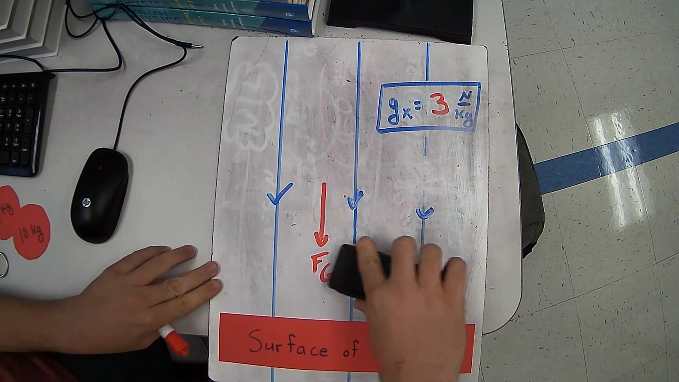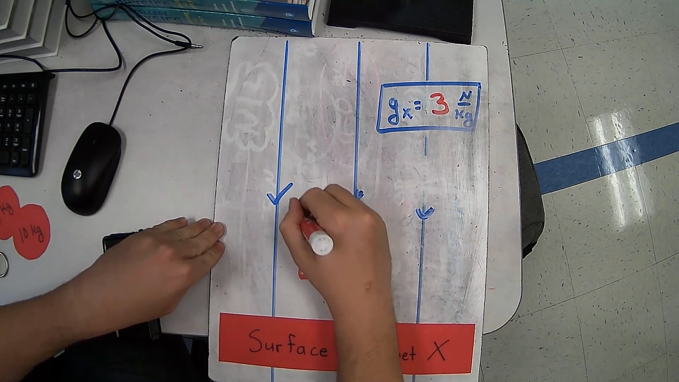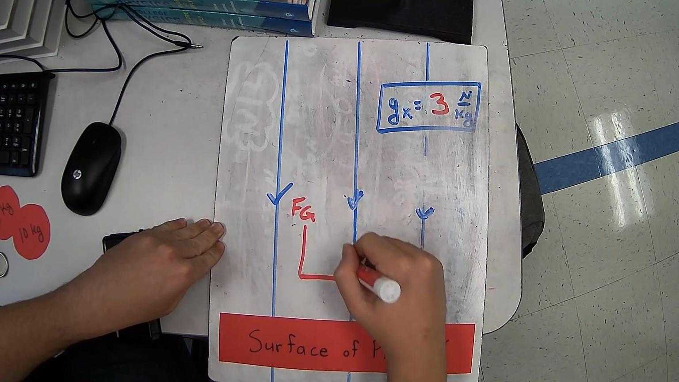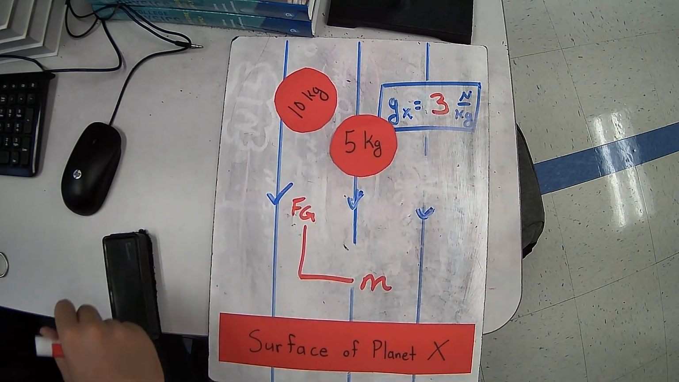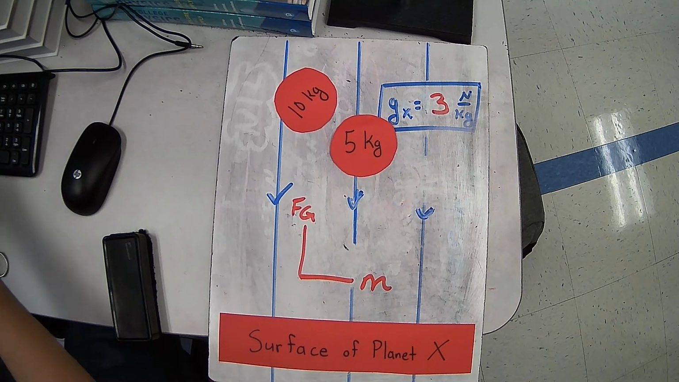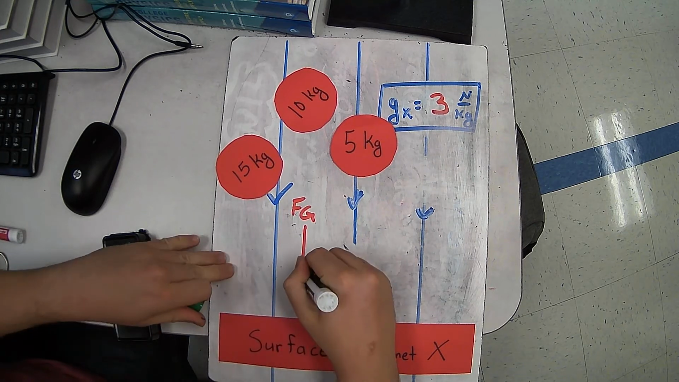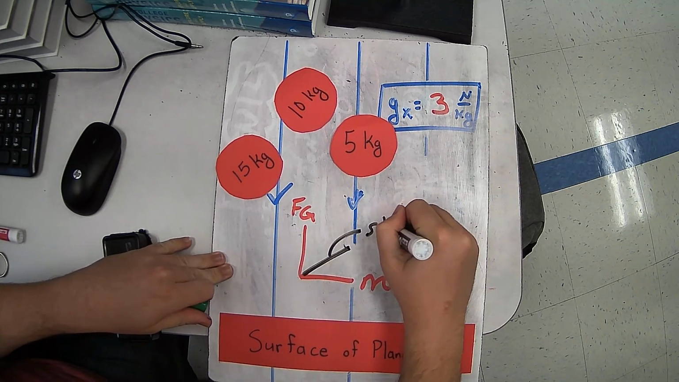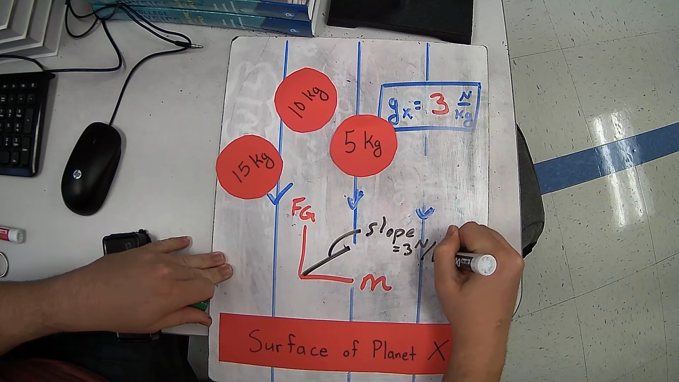And if we were really wanting to be careful about it, we might draw a graph where we would plot the gravitational force that we're measuring against the mass of whichever of these objects we're throwing in that gravitational field. And if we did that, we would end up with a line whose slope on this planet X was equal to 3 newtons per kilogram.